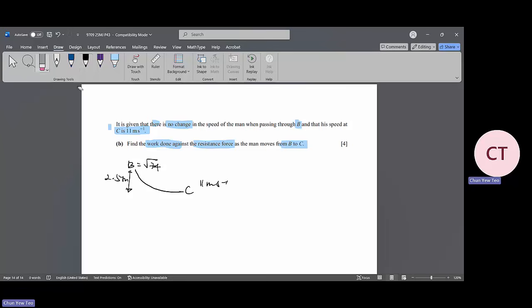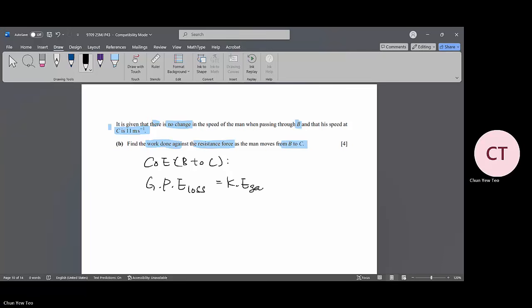So we need to use conservation of energy. The diagram over here is not needed. So conservation of energy. We have the GPE loss between B to C. The GPE loss is equal to the KE gain plus the work done by the resistance. So the GPE loss is mgh. The KE gain is a half m of the V square minus the U square, plus the work done by the resistance.